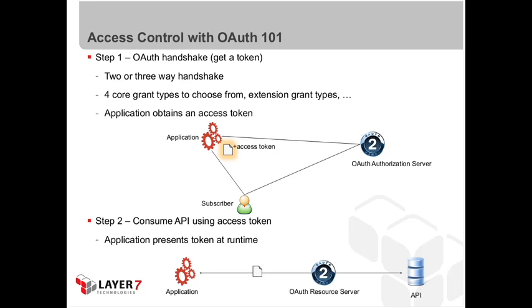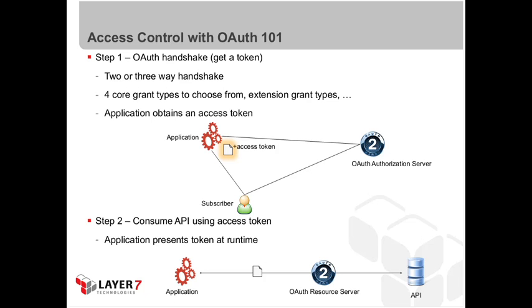So just a little bit of OAuth terminology. There are a number of roles that are defined in OAuth. First, there's the OAuth client, which I label application on the slide. This is the consumer application of the API being protected. There's also the definition of the resource owner from an OAuth terminology, which I label subscriber here. And this is an identity that the application acts on behalf of when it consumes the API.